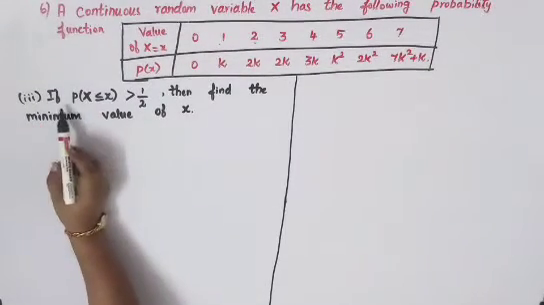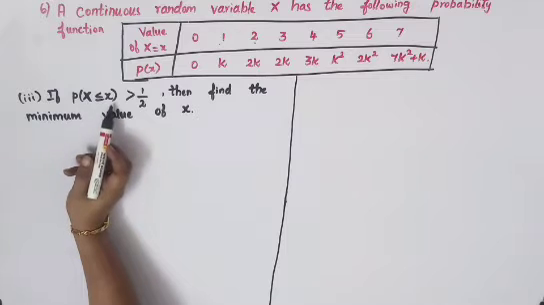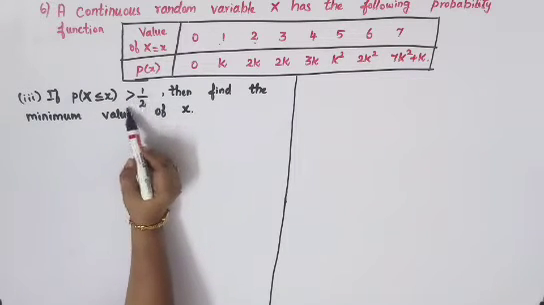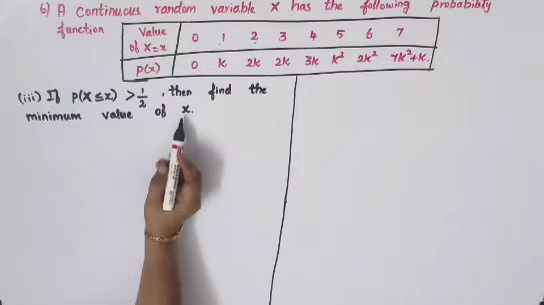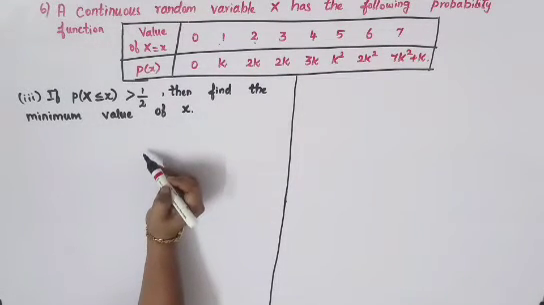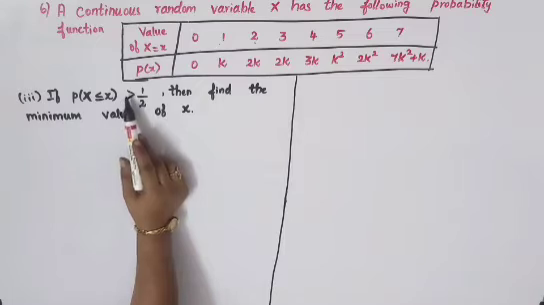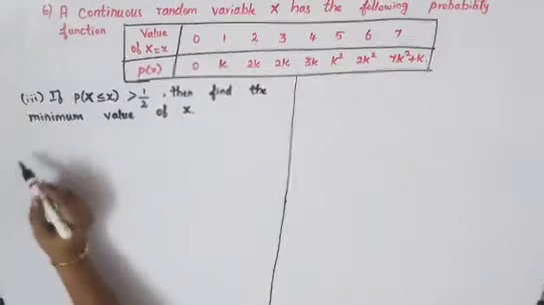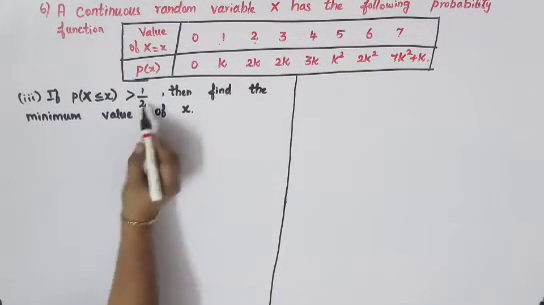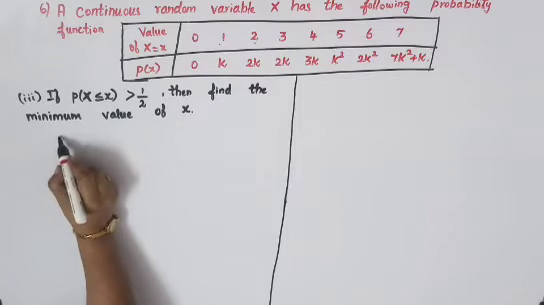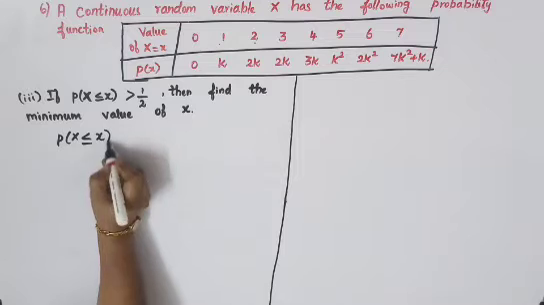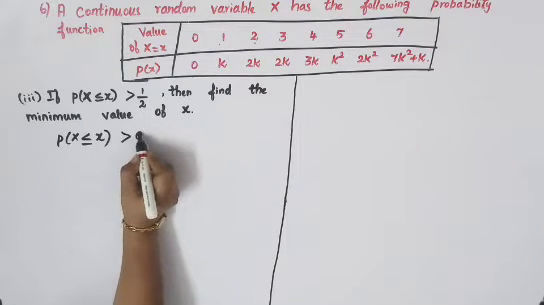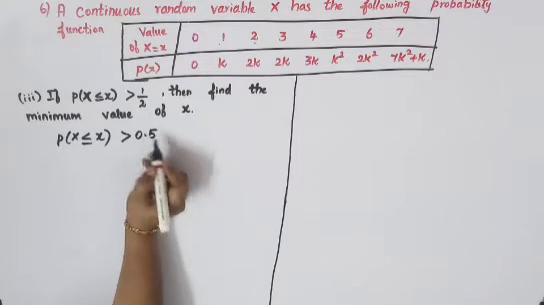Third subdivision: if P(X ≤ x) should be greater than 1 by 2, then find the minimum value of x. So you'll have to find all the options till you get your value greater than 1 by 2. So first we'll just write P(X ≤ x). 1 by 2 is nothing but 0.5, so convert it into decimal.